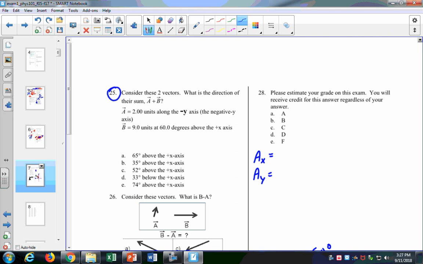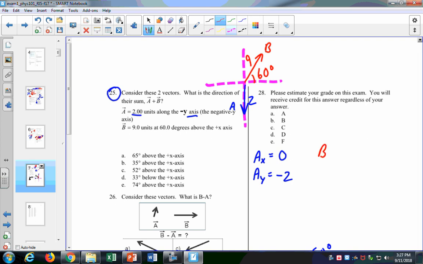AX is 2 units along the negative y-axis, so that's equal to 0. AY is negative 2. Let's draw that vector. There's our A, and then B is 9 units at 60 degrees above the x-axis. That's A. This is B. It's 60 degrees, and it's 9 units. This is 2 units, not drawn to scale, obviously.